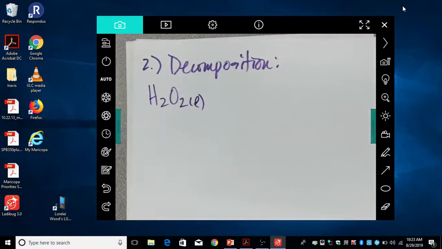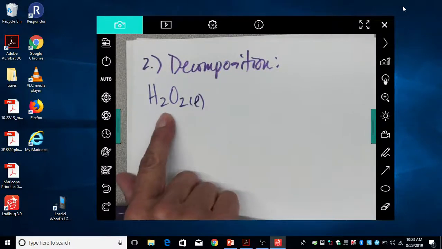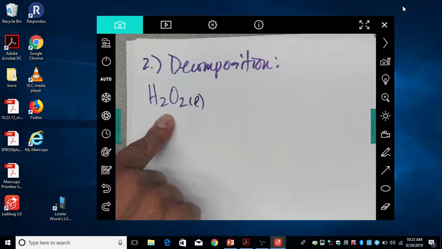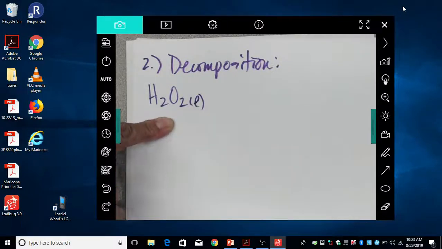Anybody know what the common name of H2O2 is? Hydrogen peroxide. That's not the IUPAC name. If you had the IUPAC name, what would it be? The International Union of Pure and Applied Chemistry sets the rules that apply worldwide. It would be what? Very good, dihydrogen dioxide.